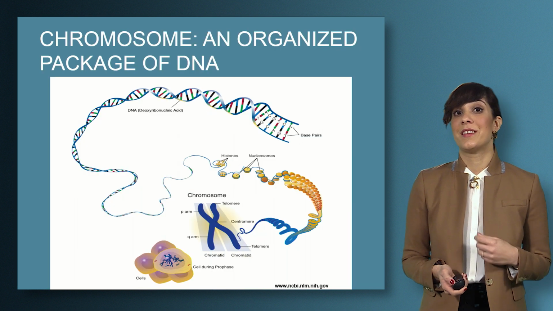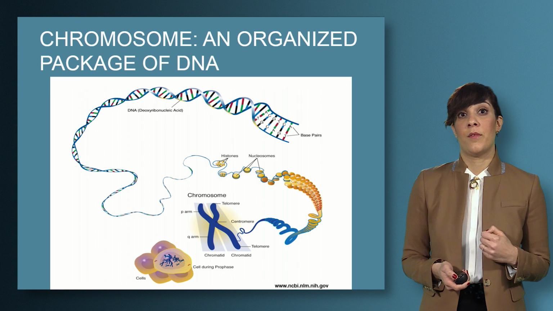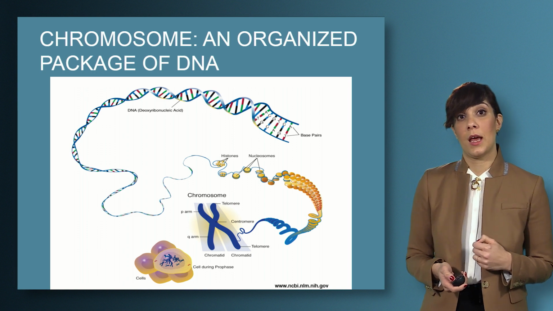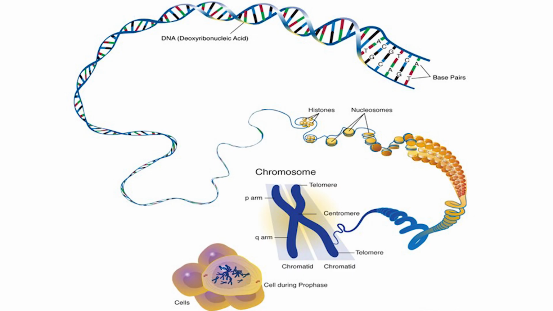A chromosome is a very organized and very tightly wound package of DNA. So if you wind DNA around proteins called histones, it forms these packages called chromosomes.